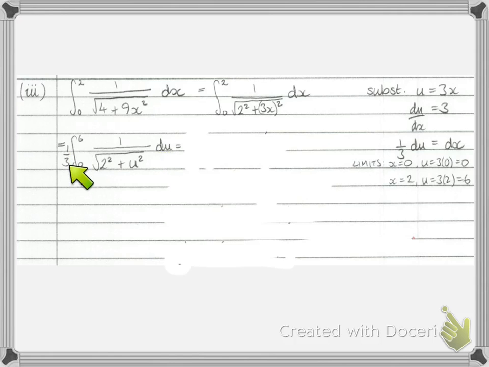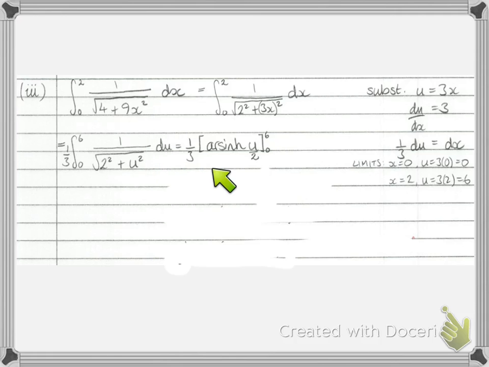I can put constants outside the integral sign if I like, or I could put it inside. I find it easier to work with any constants outside the integral sign. Then everything else has pretty much stayed the same. The u here is replacing the 3x, and the new limits, the 0 and the 6, are replacing the 0 and the 2. Now this is a standard integral, and I can just write that down straight away.